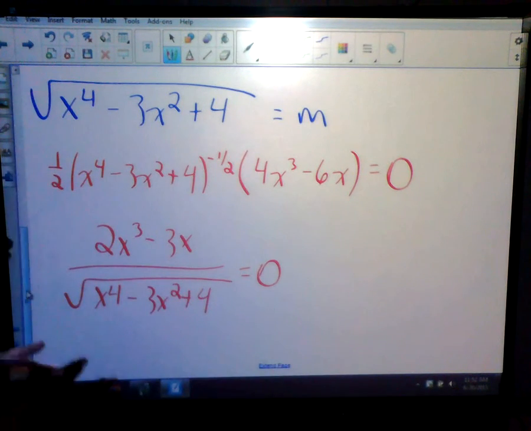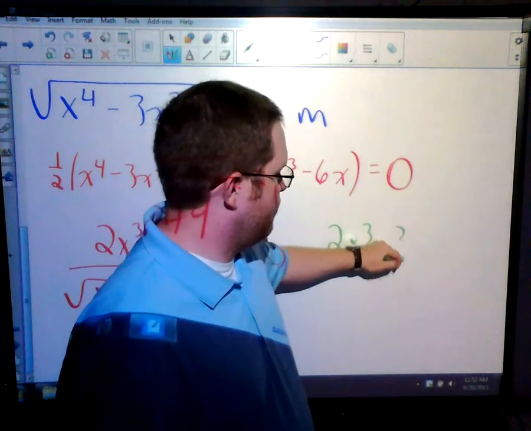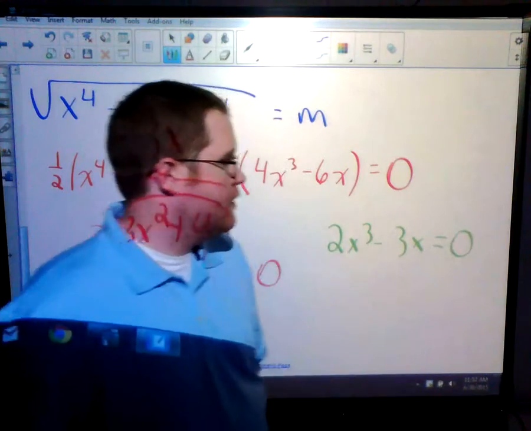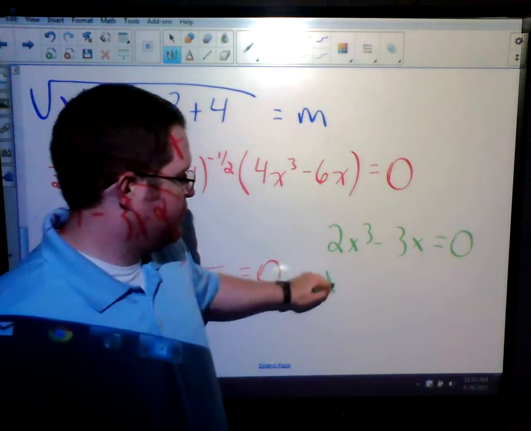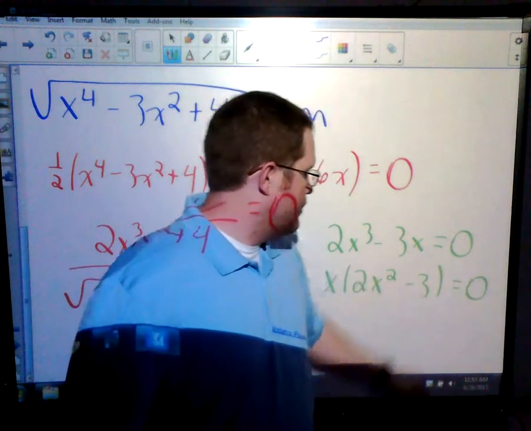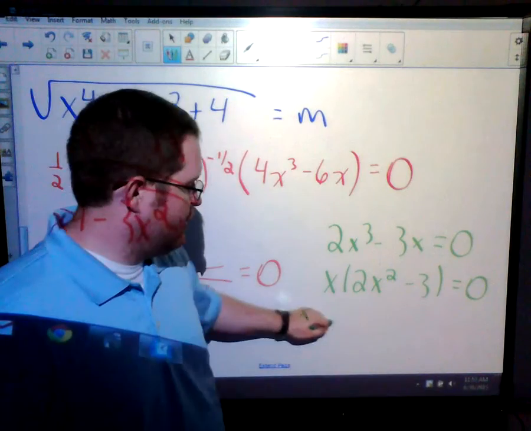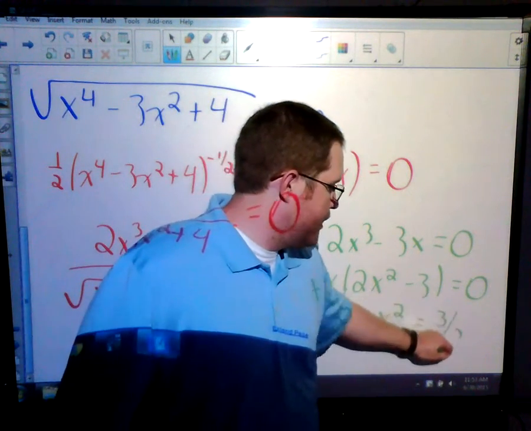When is a fraction equal to 0? When the top is equal to 0. So 2x cubed minus 3x equals 0. There's lots of factoring, but you always forget the first type, GCF. So what are my answers? x equals 0, or x squared equals 3/2.